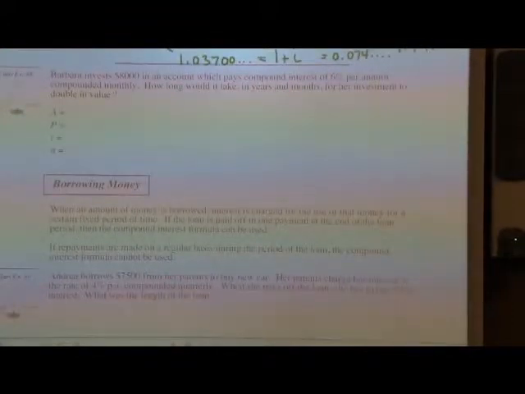Barbara wants to invest $8,000 in an account which pays interest of 6% per annum compounded monthly. How long would it take in years and months for her investment to double in value? So what information do I know? What variables can I find?